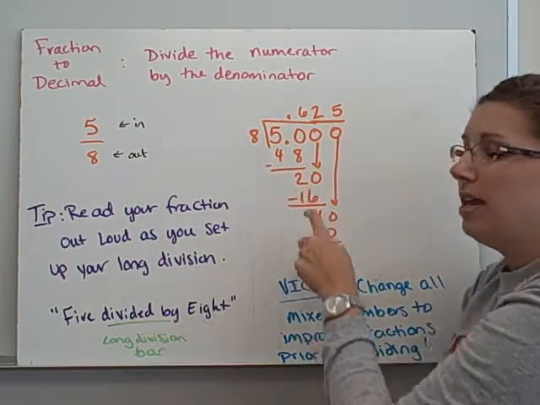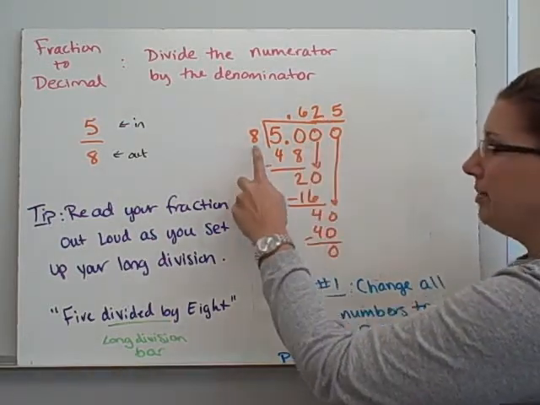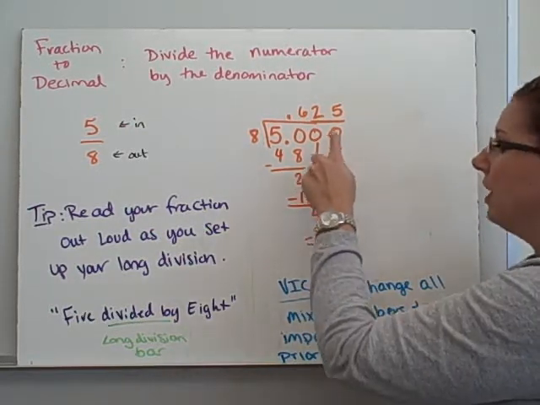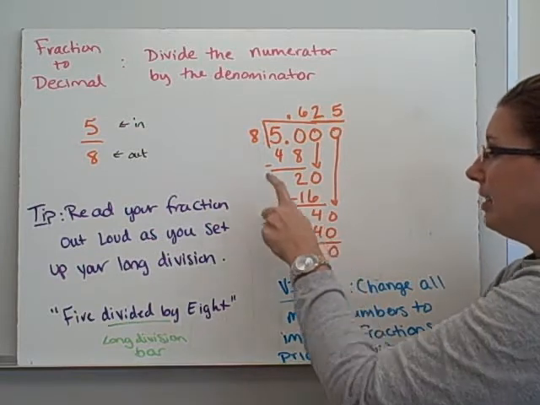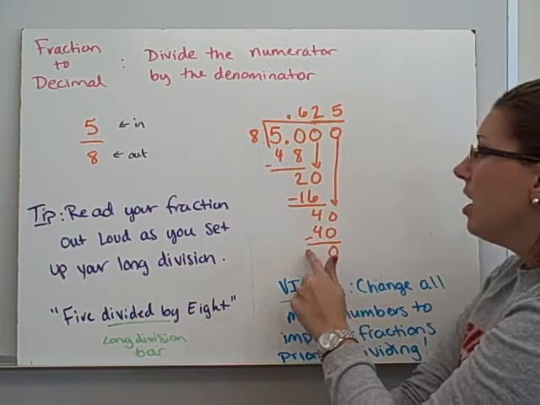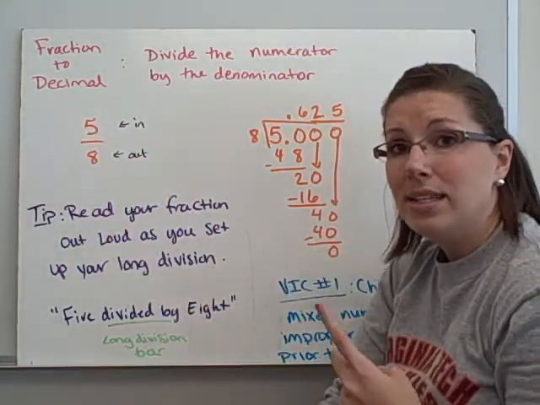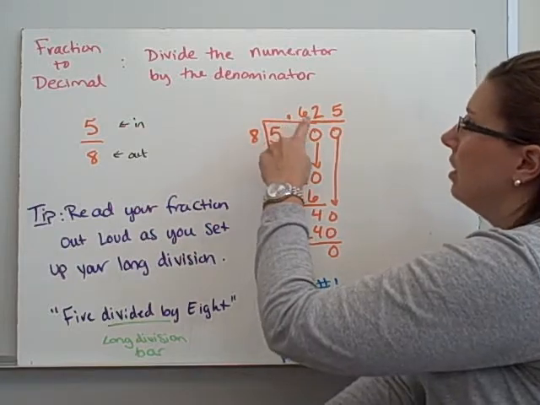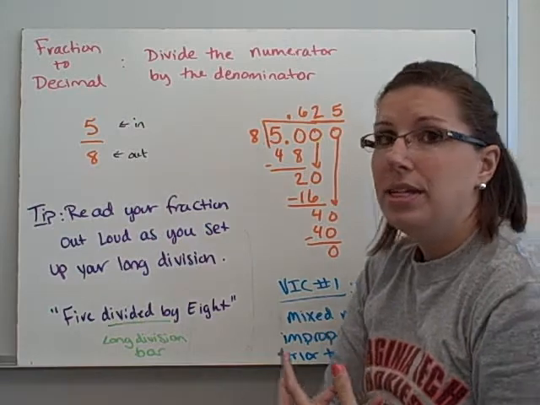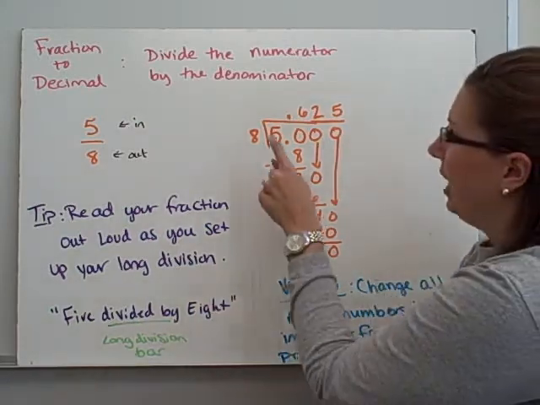Does 8 go into 20? Yes, it does. How many times? It goes in twice. 2 times 8 is 16. I subtract. I get 4. Add another 0. Bring it down. Does 8 go into 40? Yes, it does. It goes in 5 times exactly. So 5/8 rewritten as a decimal is 0.625.